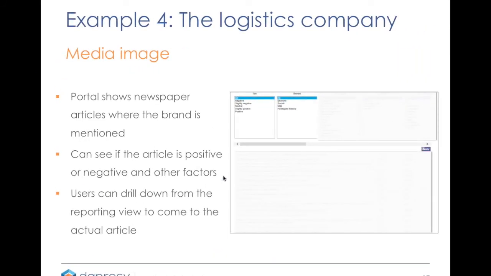And the fourth example is for a logistics company that wants to see their media image, how they are portrayed in newspaper articles, and whether their brand is mentioned in a positive or negative way, plus some other breakdowns. The users log in and can see different newspaper articles where their company has been mentioned. It's difficult to see in this picture, but here are different newspaper articles. You can click there and that takes you to the actual article on the website itself.